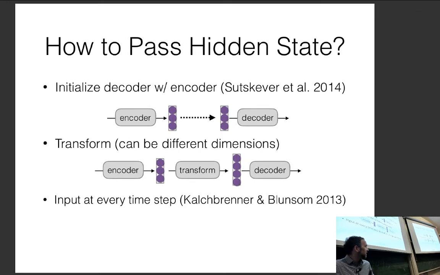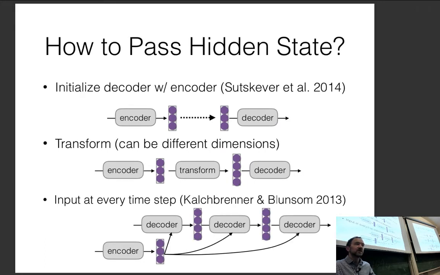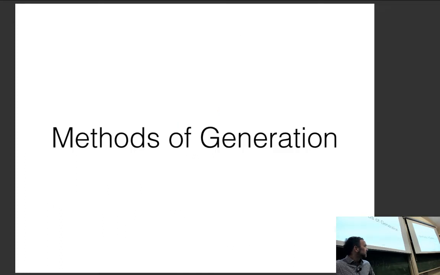And another thing that people used to do, maybe not quite as much anymore, is just input it at every time step. So you have the encoder, you take a vector, and you input it at every time step into the decoder. But either way, basically, this involves taking an encoder, getting a single vector from it, and feeding it into the decoder in some sort of fashion. Conceptually, this is extremely simple.